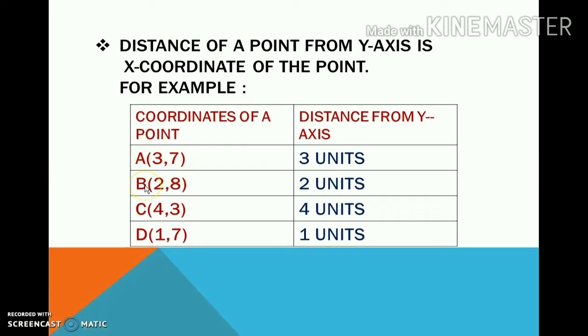Here we have another point B whose coordinates are 2, 8. We want to write its distance from y-axis, and distance from y-axis is the x coordinate, that is 2 units. So here in this case it will be 4 units. And in this case, it will be 1 unit.